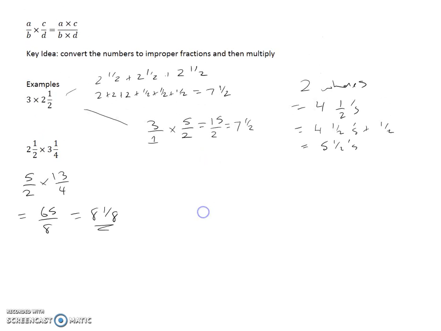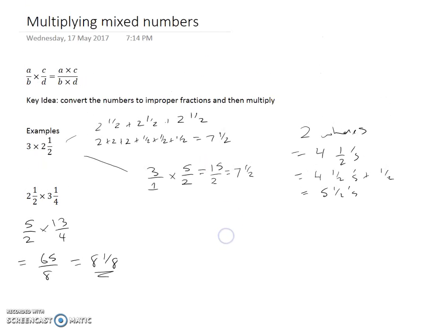So that's how you multiply mixed numbers together. Sometimes you might be able to cancel if there's some common factors between the numerator and denominator, but the examples that I chose do not do that. That's it.